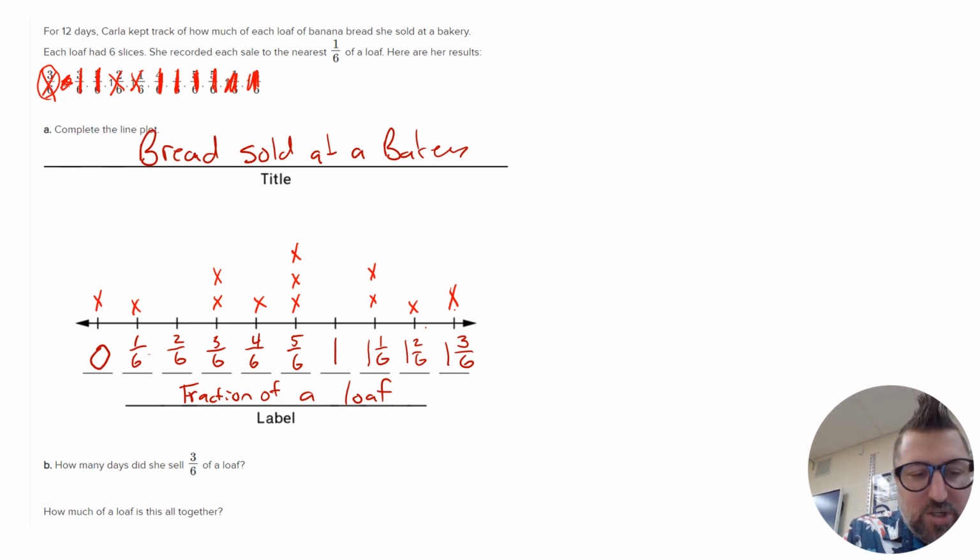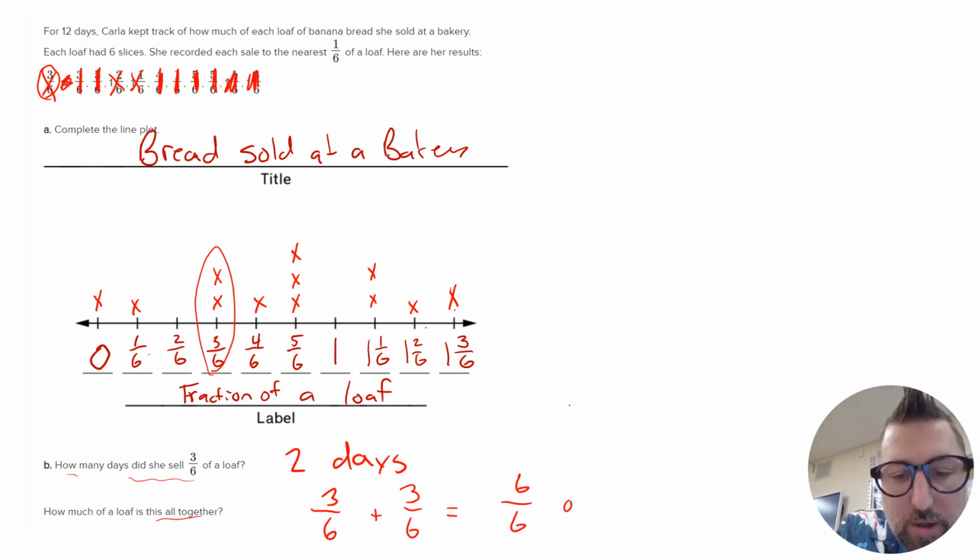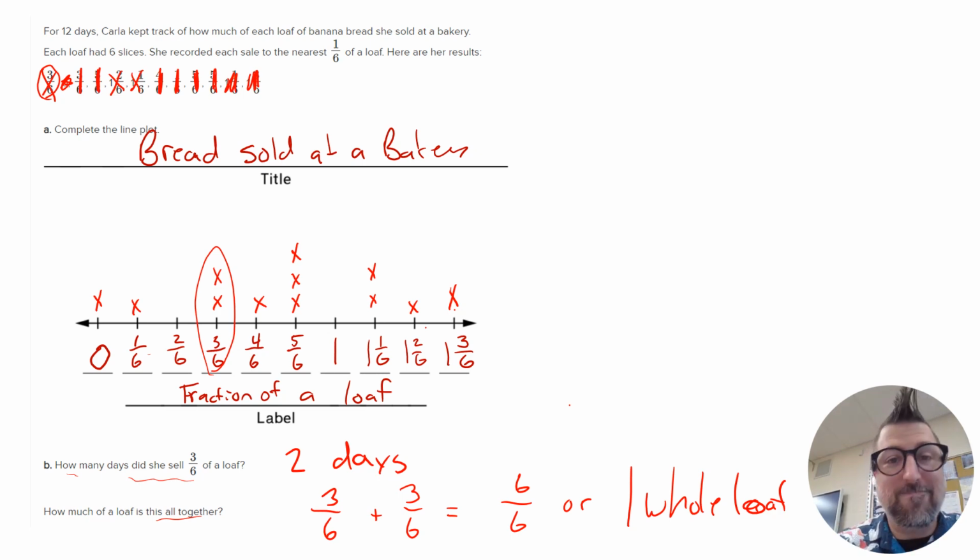So the question I have to answer using this is, how many days did she sell 3/6 of a loaf? And taking a look right here, I can see that she sold that much on 2 days. So last part, how much of a loaf is this altogether? Well, I have 3/6 on one day and another 3/6 on another day, which would give me 6/6, or 1 whole loaf. There we go, final answer.